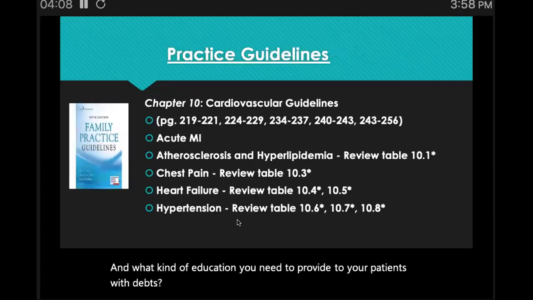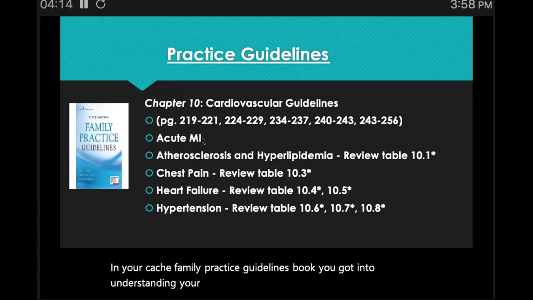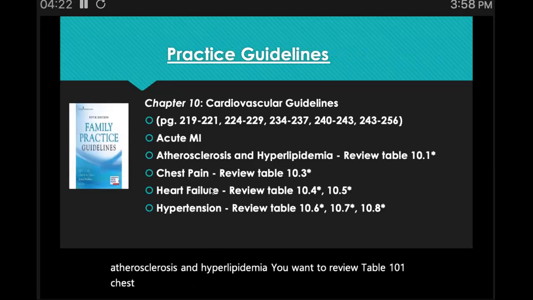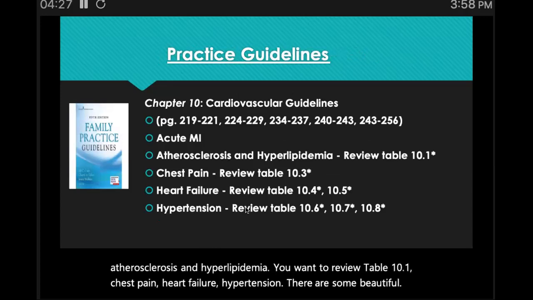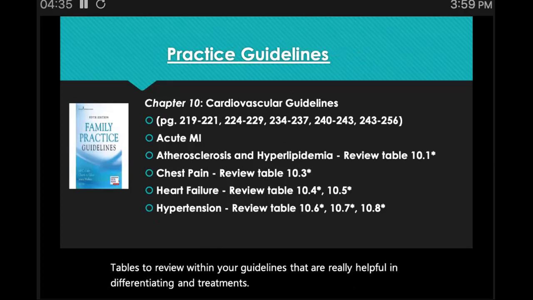In your Family Practice Guidelines book, you get into the guidelines for treating an acute MI, atherosclerosis and hyperlipidemia. You want to review table 10.1. Then chest pain, heart failure, hypertension. There are some beautiful tables to review within your guidelines that are really helpful in differentiating and treatments, like algorithms to give you guidelines.